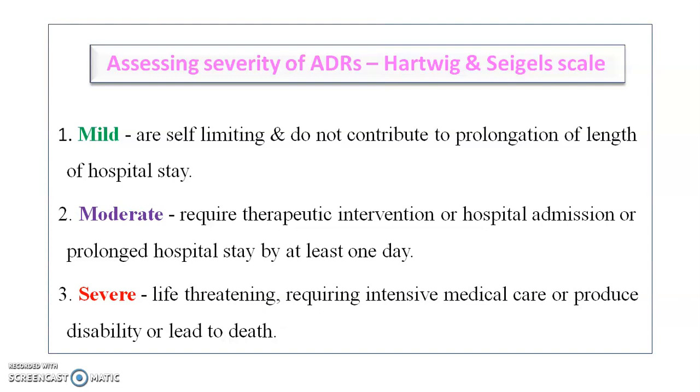If it is moderate, it requires a therapeutic intervention or hospital admission, or the patient may have a prolonged hospital stay of at least 1 day. So it is considered moderate. For the ADR to be called severe, it should be life-threatening to the patient and require intensive medical care, or it should produce a disability, or it must lead to the death of the patient. So that is what we most of the time say. Serious adverse drug reactions are defined by several criteria which I discussed in the previous slides.